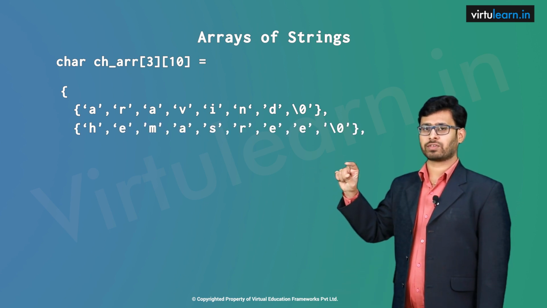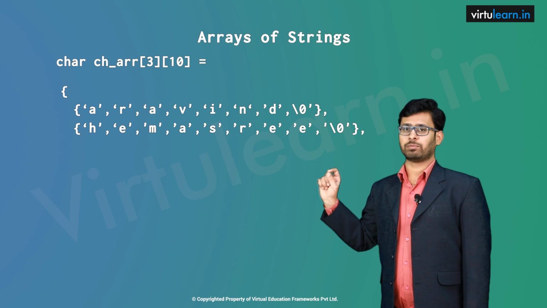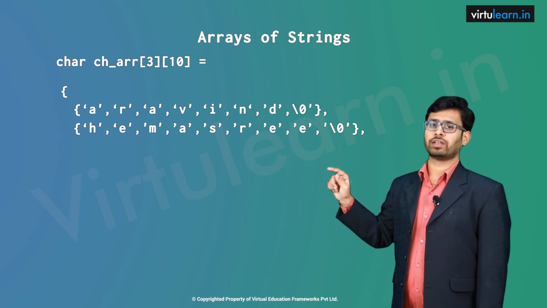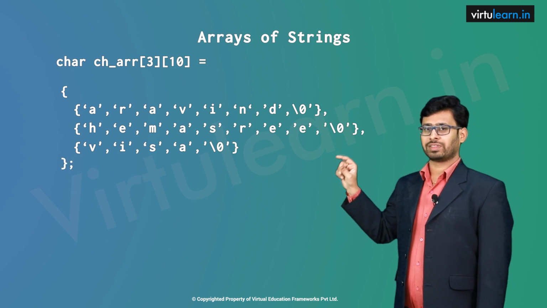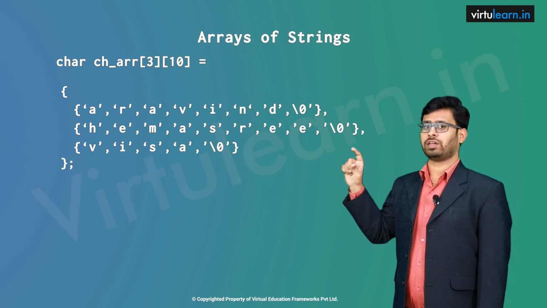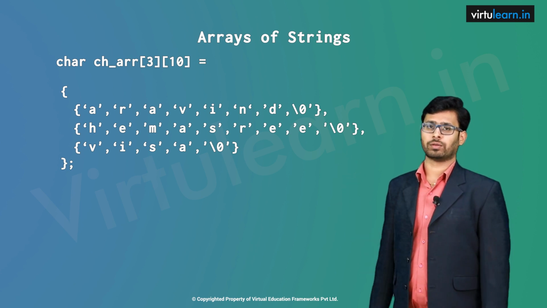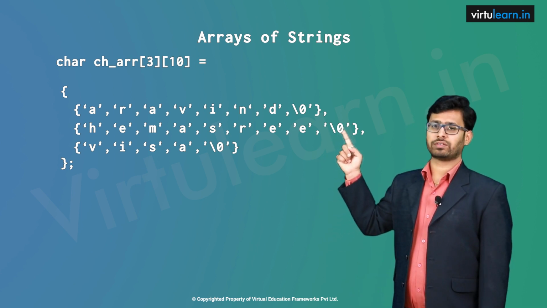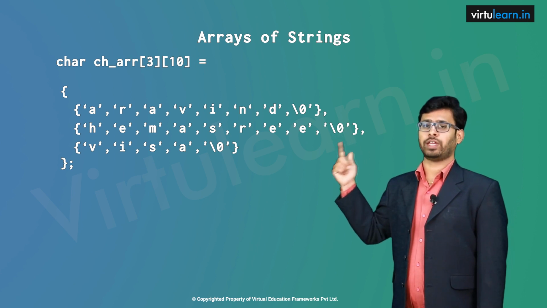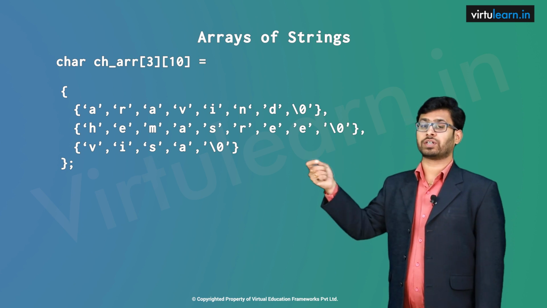Within the single inverted commas I am writing all those individual characters, enclosing them with the curly brace, comma, and the next one I am writing as Visa. So Visa I am writing in the single inverted commas. There are three names, so we enclose all of these within the curly brace and put a semicolon. Here the first subscript, 3, denotes the number of names, and 10 denotes the size of each individual name.